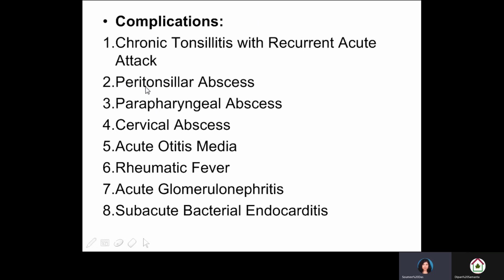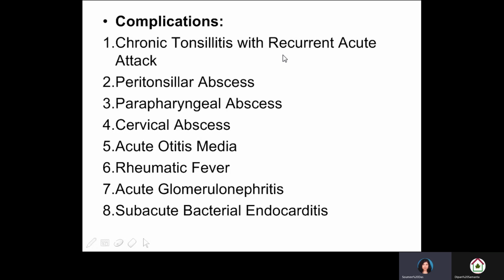Complications. So what are the complications of acute tonsillitis? These are chronic tonsillitis with recurrent acute attacks, peritonsillar abscesses, parapharyngeal abscesses, cervical abscess, acute otitis media, rheumatic fever, acute glomerulonephritis, subacute bacterial endocarditis. So these are the sequelae or complications of acute tonsillitis. Why does it have different effects on different organs? Because of the causative organism.